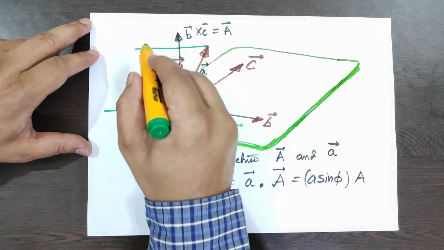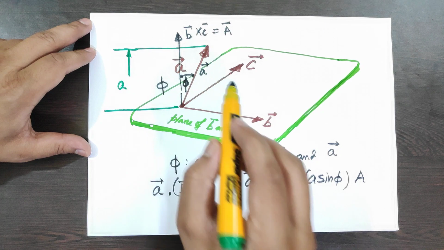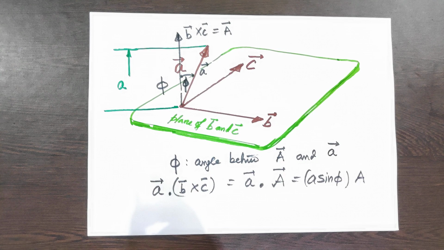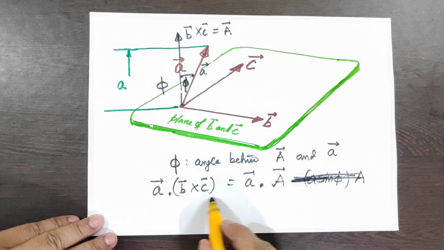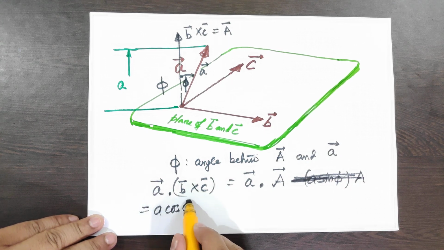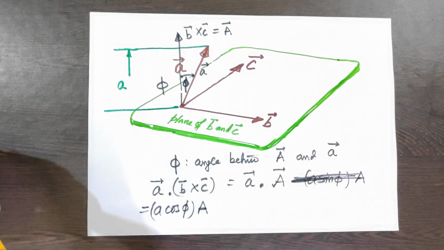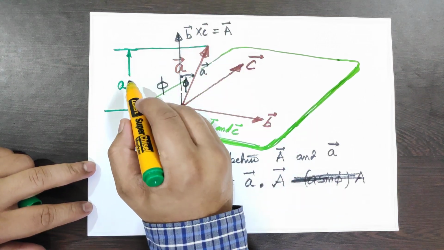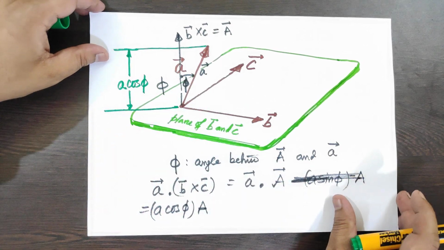So it's this length, equal to a, sorry, it's a cos phi, not sin phi. It's dot product, right? So it's a cos phi multiplied by A. Okay, so a cos phi is nothing but the component of vector a in the direction of B cross C. So that is a cos phi. Right, now we'll search about its physical interpretation.